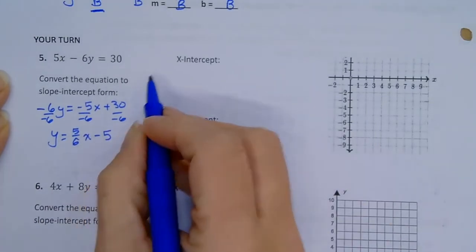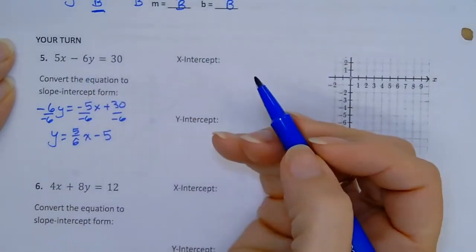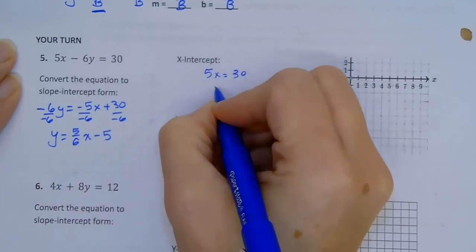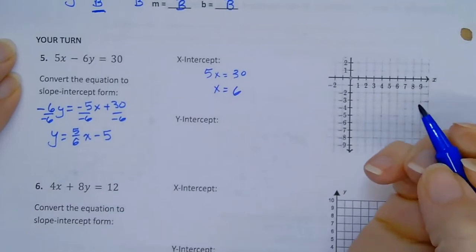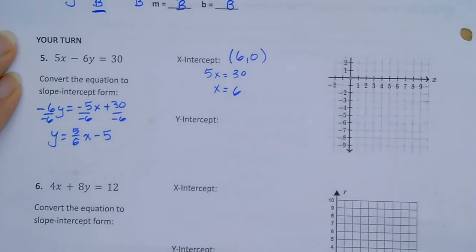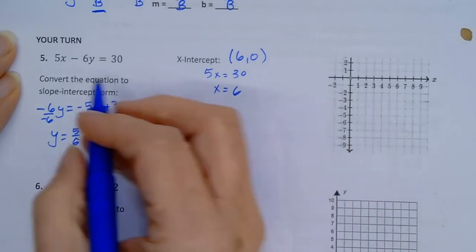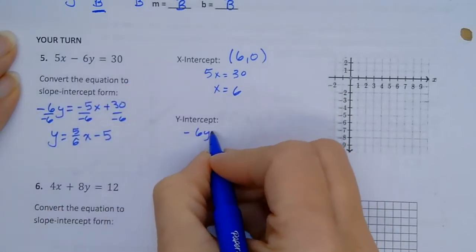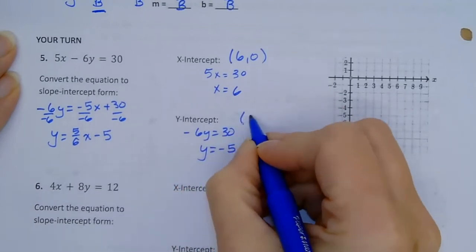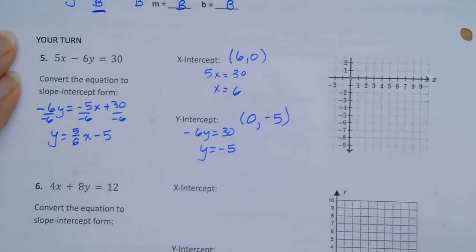Okay, to find my x-intercept, remember y equals 0. If y equals 0, then I know 5x equals 30 and x equals 6. So in this case, we're back to wanting to have our intercepts in ordered pairs. I have 6, 0. Okay, my y-intercept, I know that x equals 0. So if x equals 0, then I have negative 6y equals 30, y equals negative 5. So I just said I'm defining this as the spot where x is 0. So I have 0 in my ordered pair and negative 5.